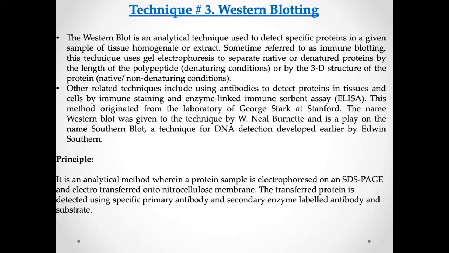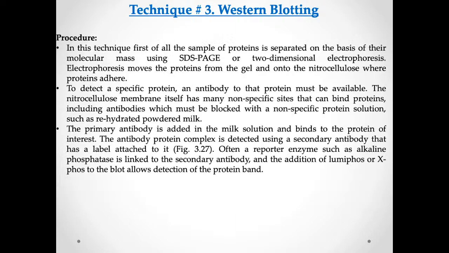So let's continue to Western blotting now. Basically, it's done with the help of SDS-PAGE, the nitrocellulose membrane is also used, and we use primary and secondary antibodies. In this procedure, first all the protein samples are separated on the basis of molecular mass on the SDS-PAGE or in two-dimensional electrophoresis. Then electrophoresis moves the proteins from the gel onto the nitrocellulose membrane, where proteins adhere. Then we detect specific proteins, and an antibody to that protein must be available.